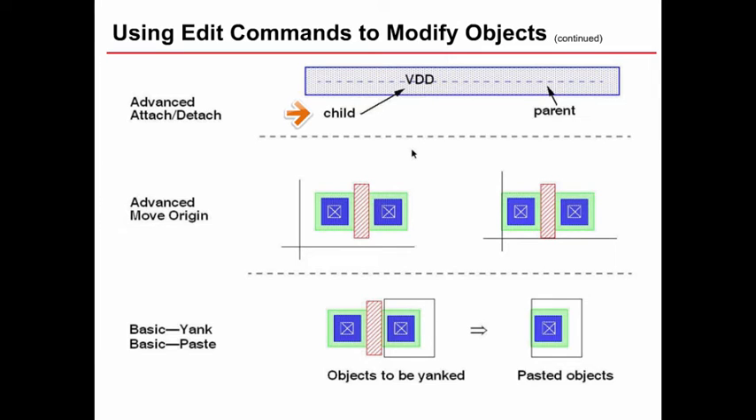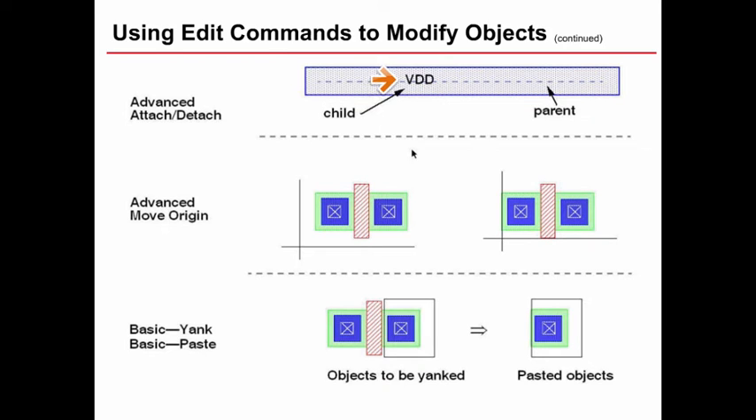If you want to attach a text to an object, you would use Advanced, Attach, Detach. With this particular example, we have a power line and a text, VDD. We say attach, and it will ask, where's the parent? There's the parent. Which one's the child? That one's the child. Now when you position the child right there, it will follow the parent. So when that parent moves, the child will stay in that same relative position.